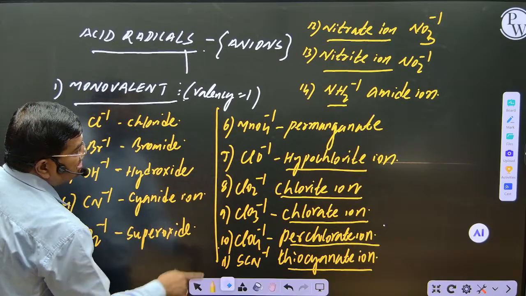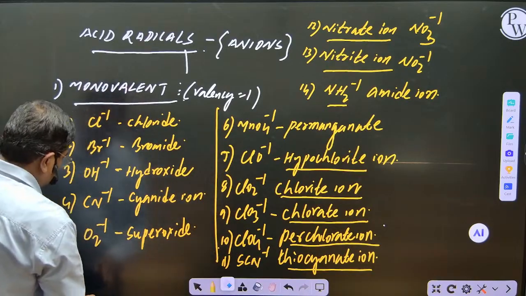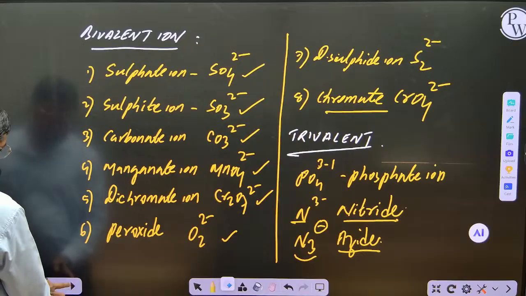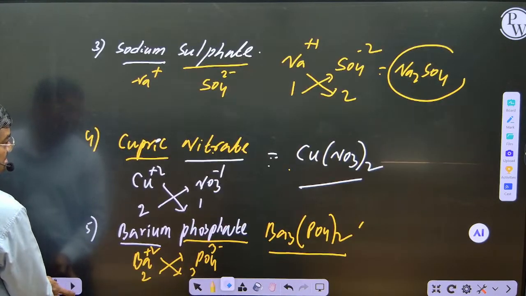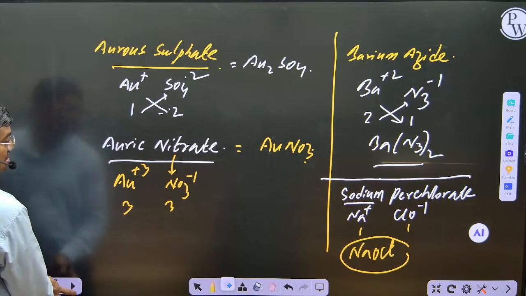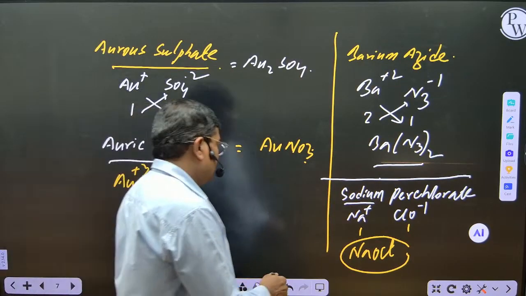Hypochlorite ion. This is hypochlorite. ClO minus is called hypochlorite. Sodium hypochlorite. This is not per, make it hypo.